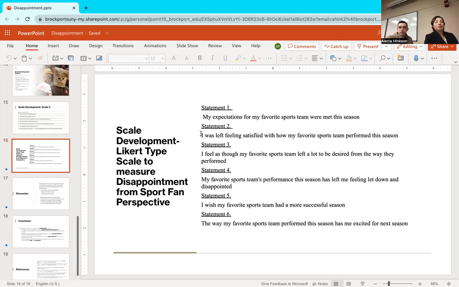Statement 6, the way my favorite sports team performed this season has me excited for next season. Once an individual looks at this scale, they will circle a number 1 through 5, with 1 being least likely and 5 being most likely.